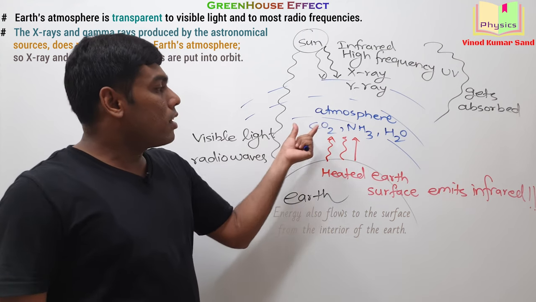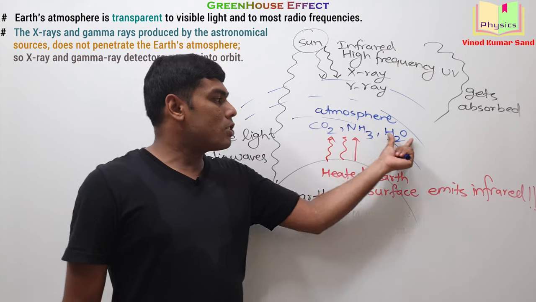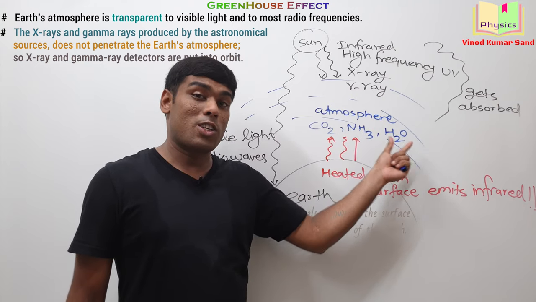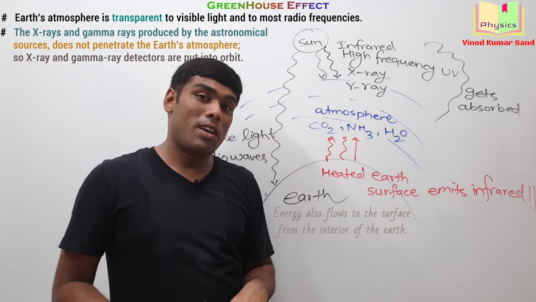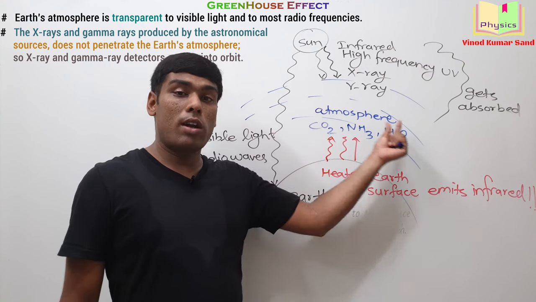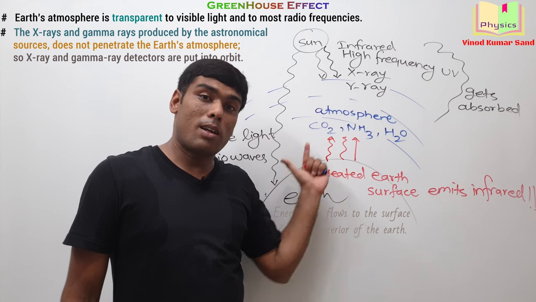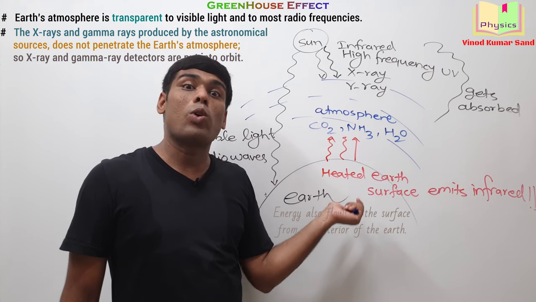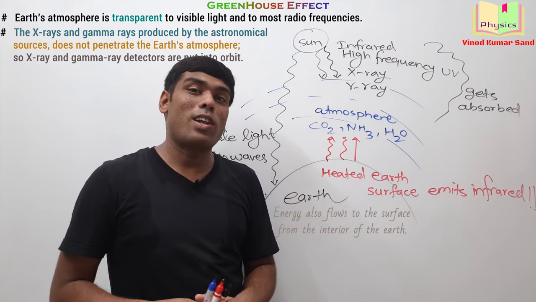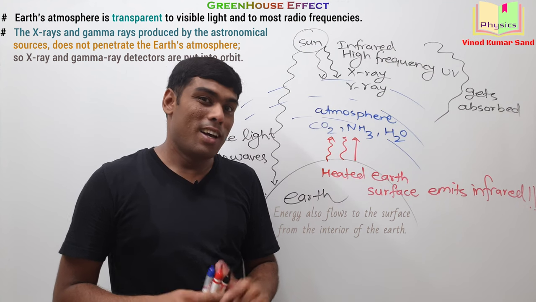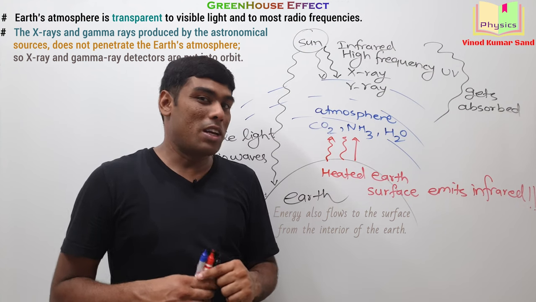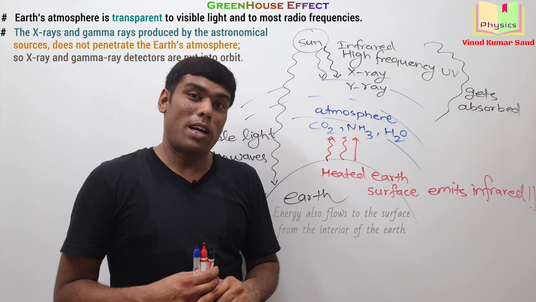If the concentration of these gases or the water vapors keep on increasing, what will happen? It will absorb more and more and more infrared, and then the temperature of the atmosphere, the temperature of the earth will eventually rise. That we call as the global warming. The effect of the global warming you can see in many of my videos.